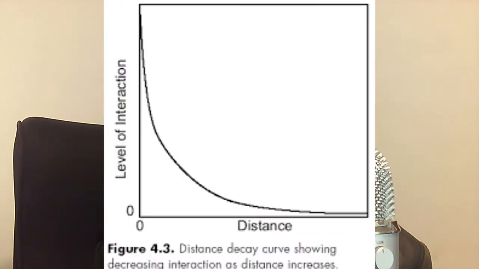Some other things that we learned with diffusion is distance decay, the diminishing in importance of a phenomenon with increasing distance from its origin. So what it's basically saying is the further the idea is away from the hearth, the less important it is. Space-time compression is the reduction of time it takes to diffuse something to a distant place.